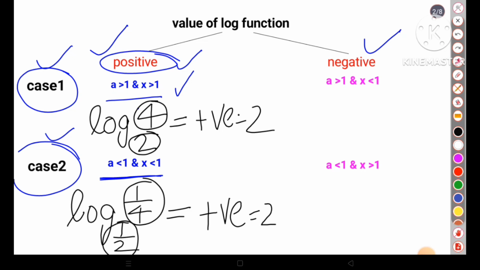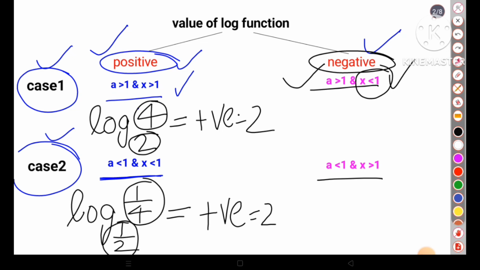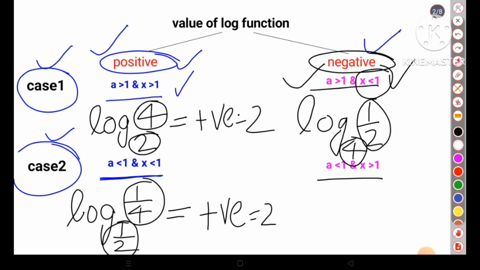Similarly, the value of log function can be negative also. Here also are the two cases, case 1 and case 2. In case 1, when the base of the log function is greater than 1 but the input is less than 1. For example, if we take log 1 by 2 with base 4, here the base is greater than 1 but the input is less than 1, and hence the value will be negative, that is minus 1 by 2.